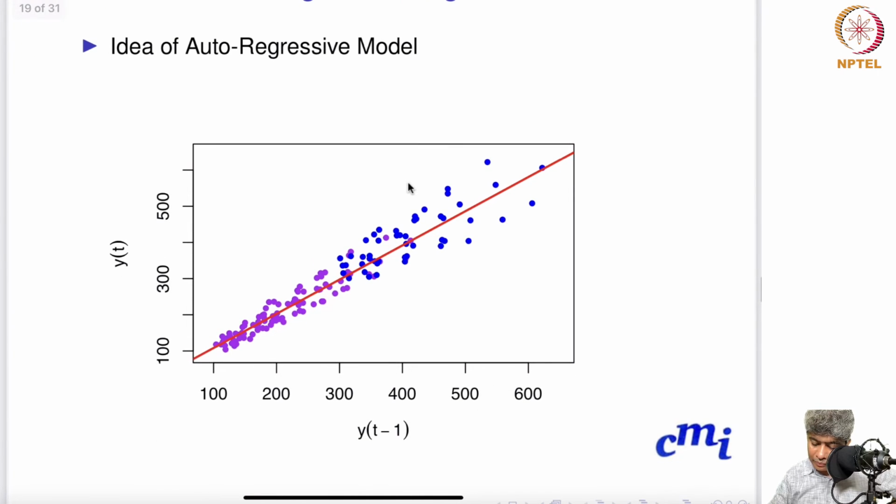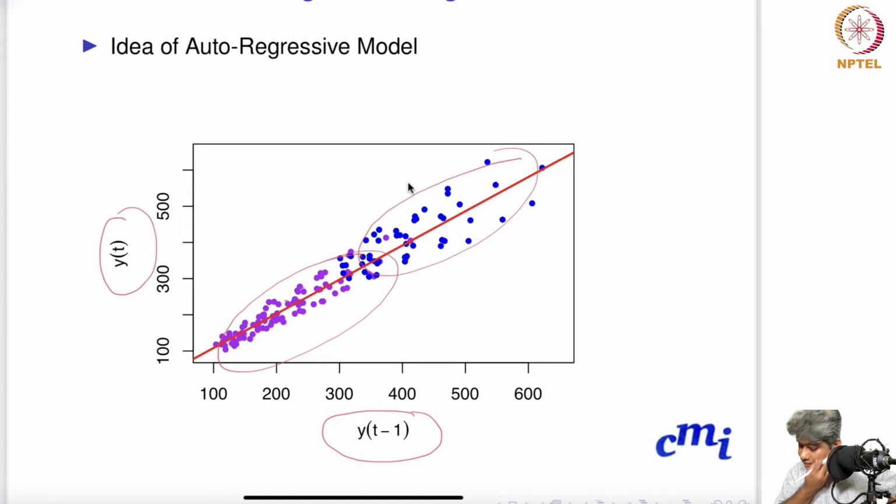Now you see, if you just plot on the y-axis yt minus 1 and the yt, you can clearly see that there is an increasing trend. But what is happening, and these purples are all training data points and blues are all test data points. These purples are training points, and these blues are test points.